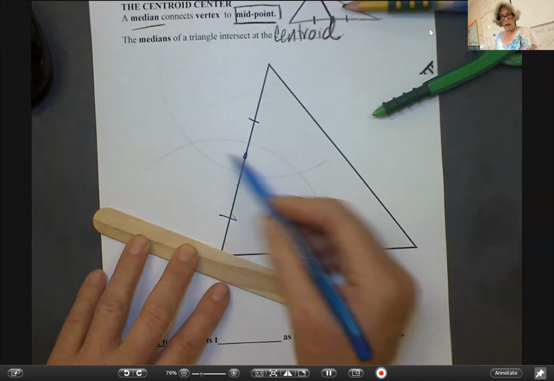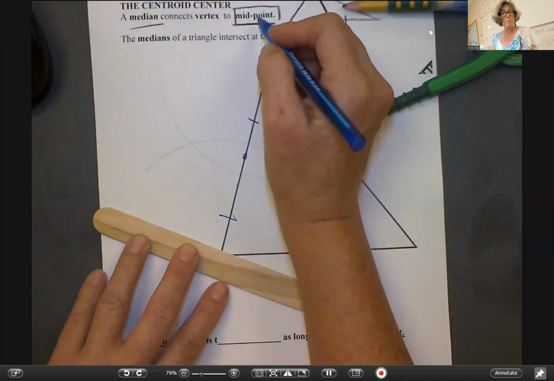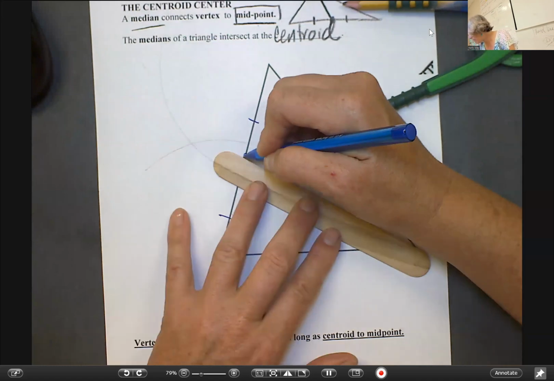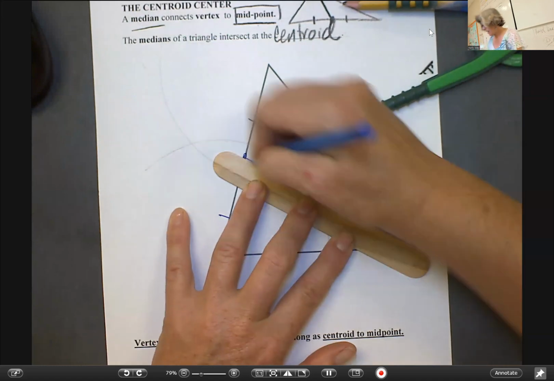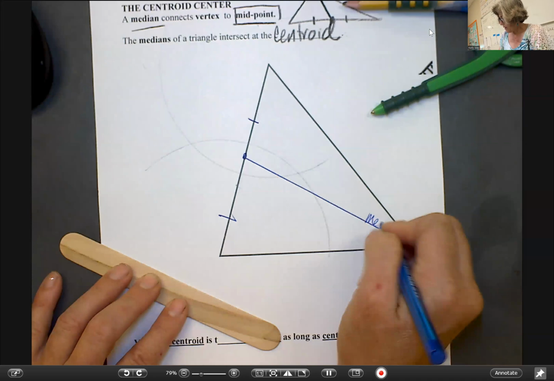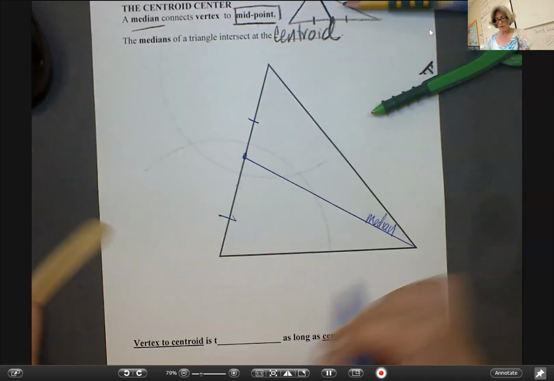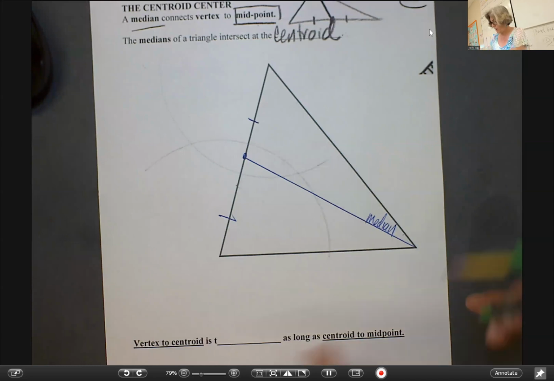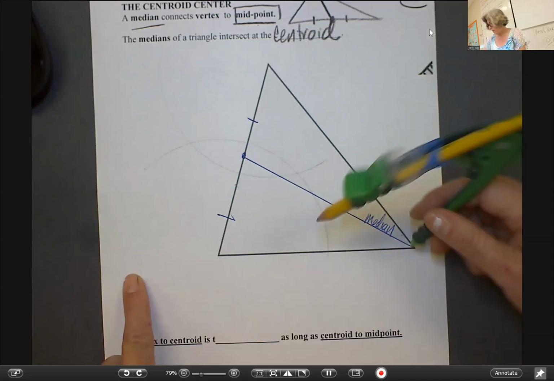Okay, you're not drawing a line here, just a tick mark because it's only a point. Now connect midpoint to the opposite vertex. That is a median. Let's do it again. Any other side, it doesn't matter which one. I'm going to do this one at the bottom.